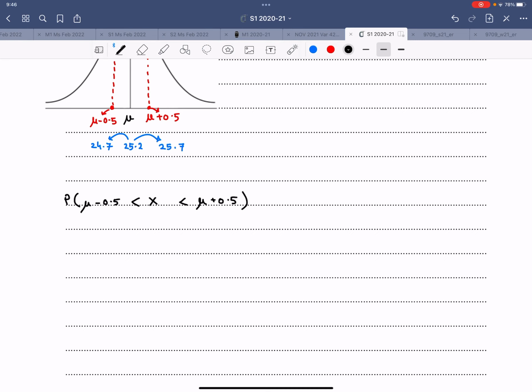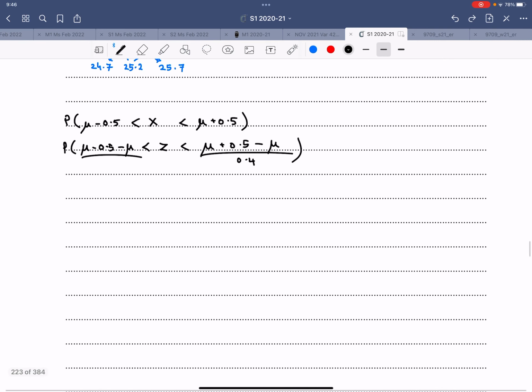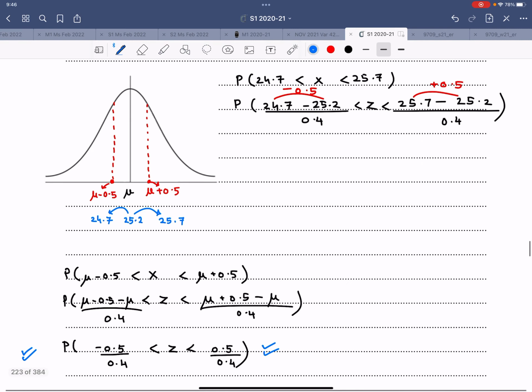Probability Z lies between (mu plus 0.5 minus mu) divided by sigma, and this is (mu minus 0.5 minus mu) divided by sigma. What is the value of sigma? In this scenario, it is 0.4. Probability Z lies between: what goes at the top? 0.5 divided by 0.4. Over here, what goes at the top? Negative 0.5, and then divide by 0.4. So this working is exactly the same thing as this working. So whether you use the value or not, it doesn't make a difference.